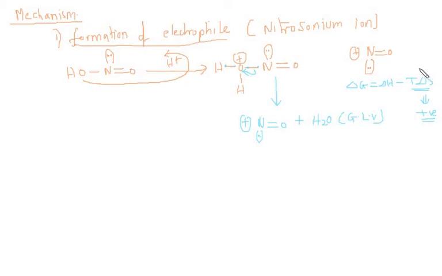So the total minus T delta S value becomes more negative, and it leads to a more negative value of delta G, hence the reaction moves in the forward direction. If you just remove H plus from here, it will be a backward reaction. So in order to move it forward, this particular step happens, and the entropy of the reaction increases. So now we have got our electrophile, and we'll proceed further.